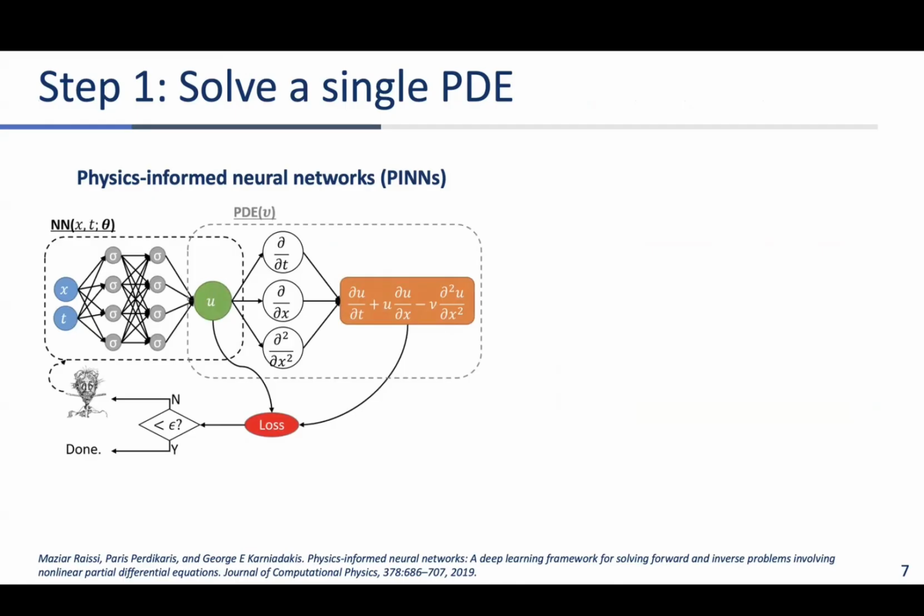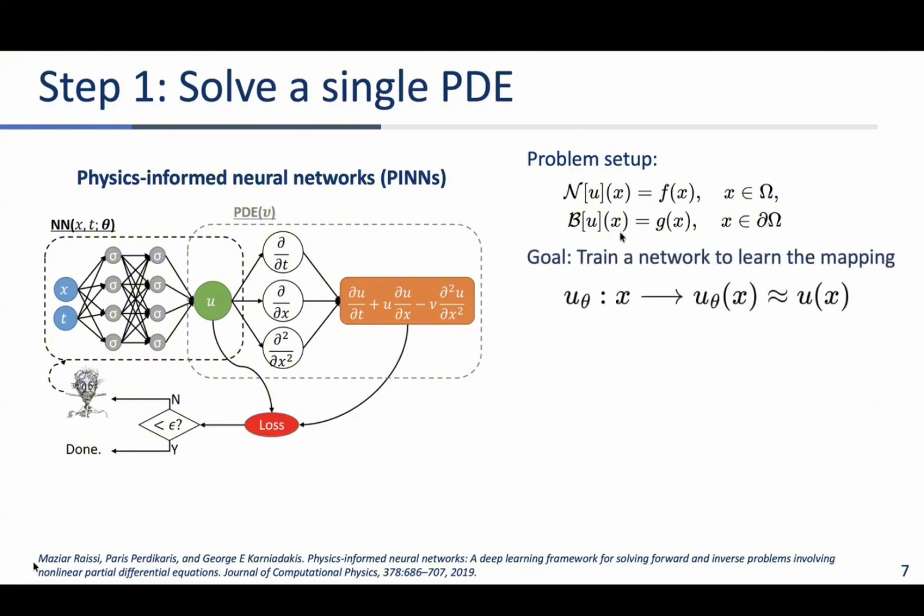The idea of that is quite straightforward. We just consider a very general PDE problem setup. Here we use N to denote a linear or nonlinear differential operator, and we use B to denote the boundary operator. In this case, we treat the initial condition as a special case of the boundary conditions. Our goal is to train a network to approximate the target PDE solution u, which takes the coordinates as the input and outputs the corresponding solution values.